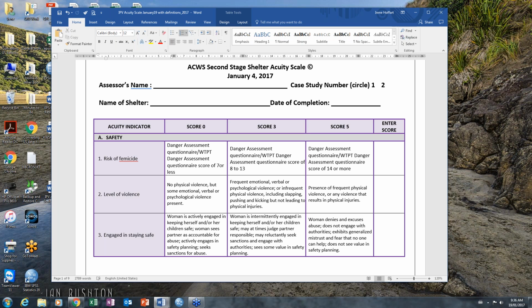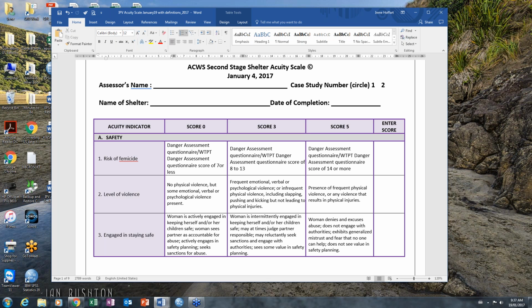The scale is divided into categories. The first one is a category of safety, and that is comprised of 3 criteria. One is the risk of femicide: what's the likelihood that the woman is going to be killed by her partner? Second is the level of violence. And third is to what degree she is engaged in staying safe.